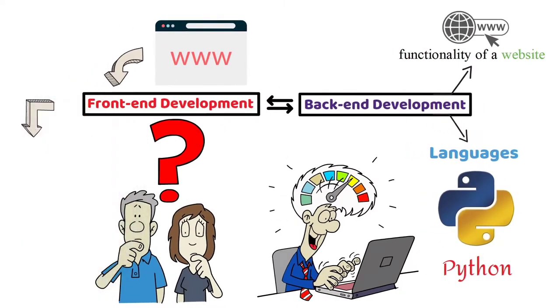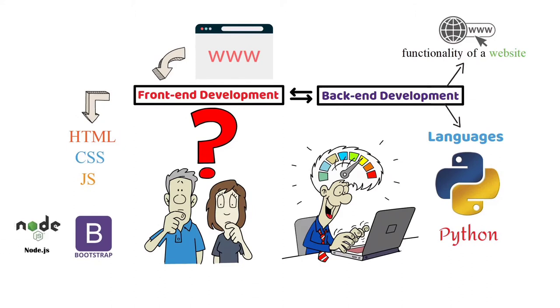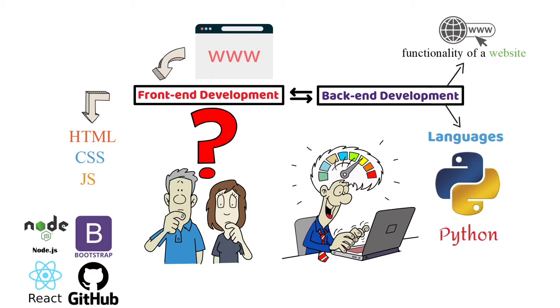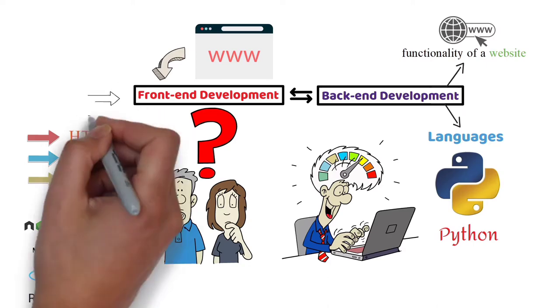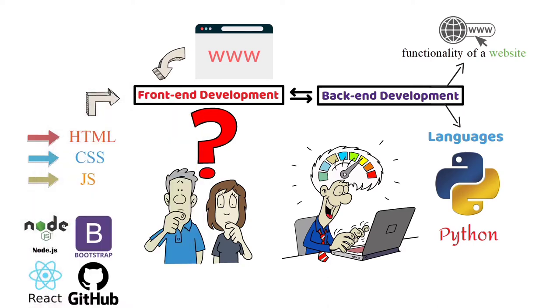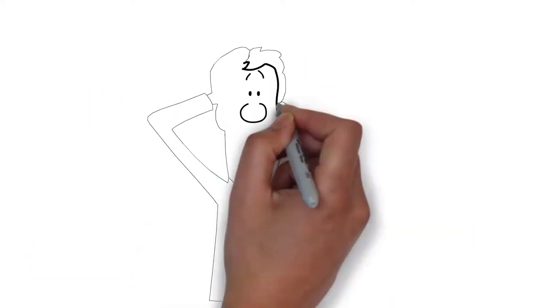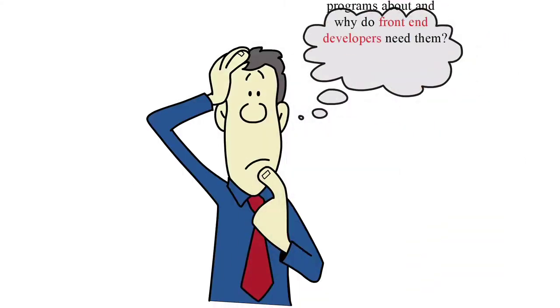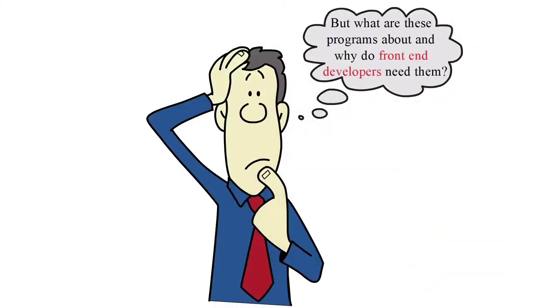Front-end development is a combination of HTML, CSS, and JS, along with a load of other programs such as Bootstrap, Node.js, GitHub, React, and more. However, the three main languages, HTML, CSS, and JavaScript, are really what you need to know as a front-end developer. But what are these programs about, and why do front-end developers need them?